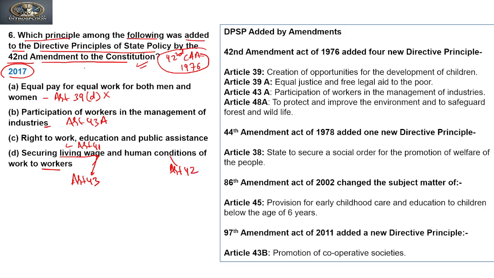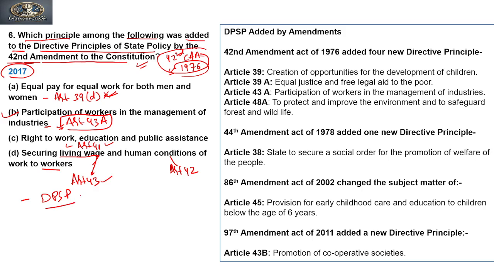Now the question says, which of the given principles of the DPSP was added by the 42nd Amendment to the Constitution in 1976. So A is there in the original, and C is also in the original, and D is also in the original. So the answer is B, that is 43A. Article 43A was added by the 42nd Constitutional Amendment Act. Clear?